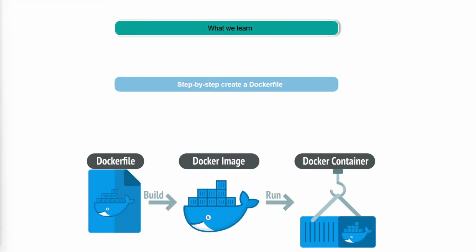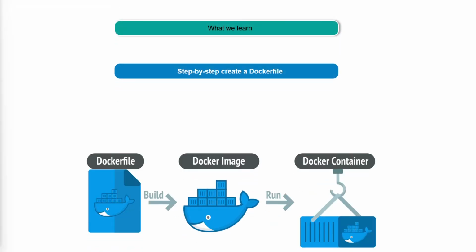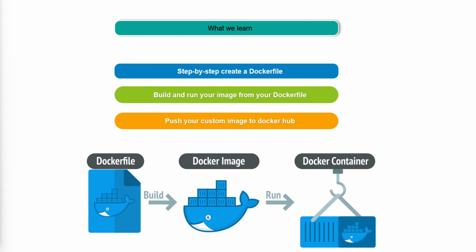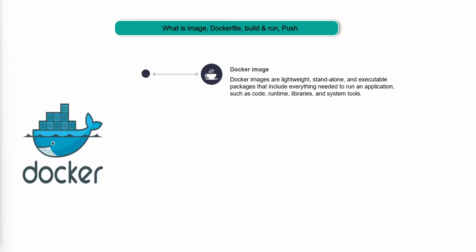What we learn in here: we will go step by step on how to create a Dockerfile. After that, we will build and run our custom image from our Dockerfile. And at the end, we will push our Docker image on Docker Hub. What is a Docker image? What is a Dockerfile? How to build and run and also push on Docker Hub.